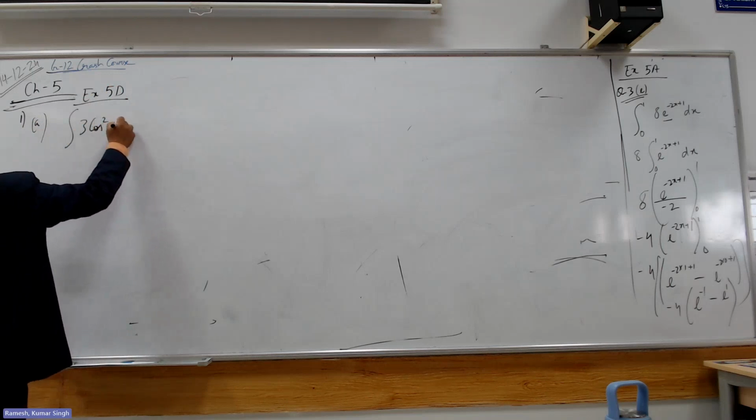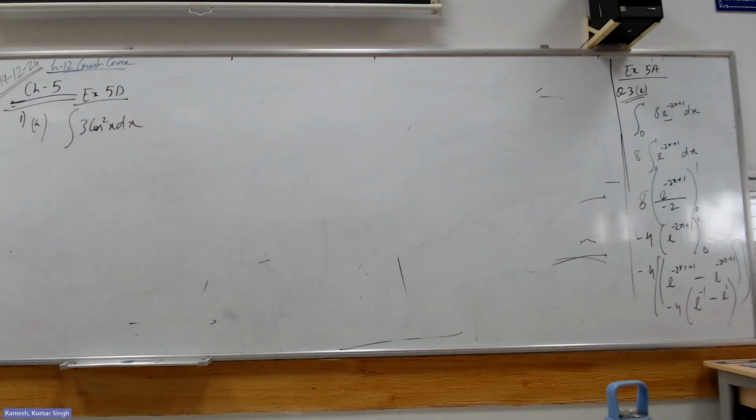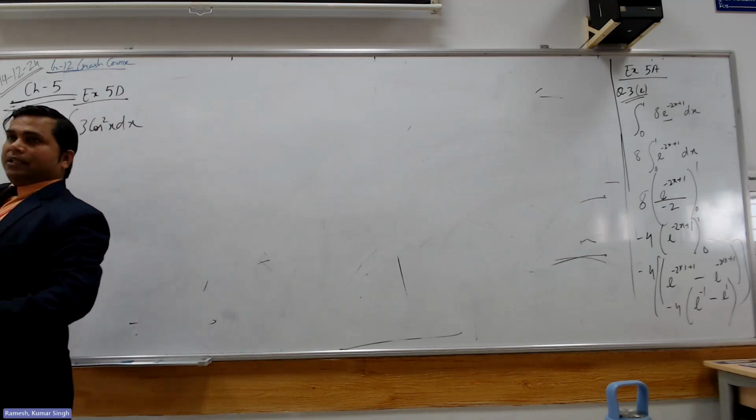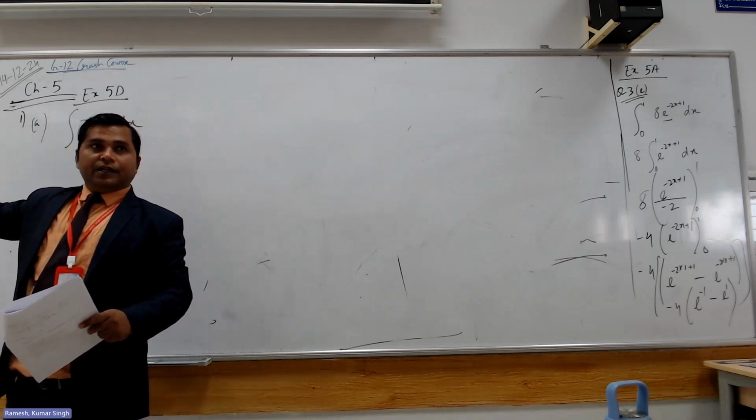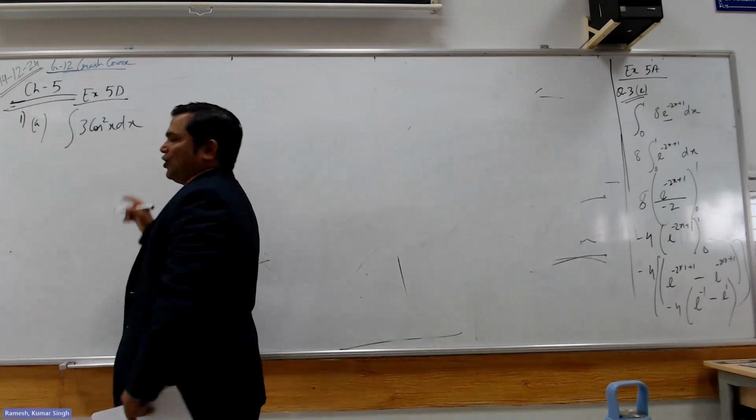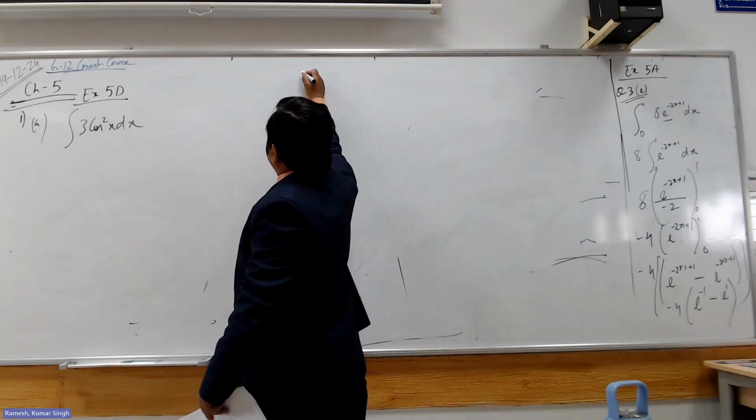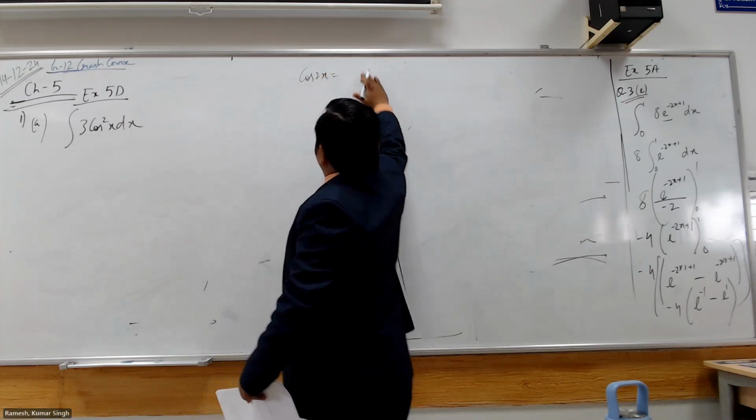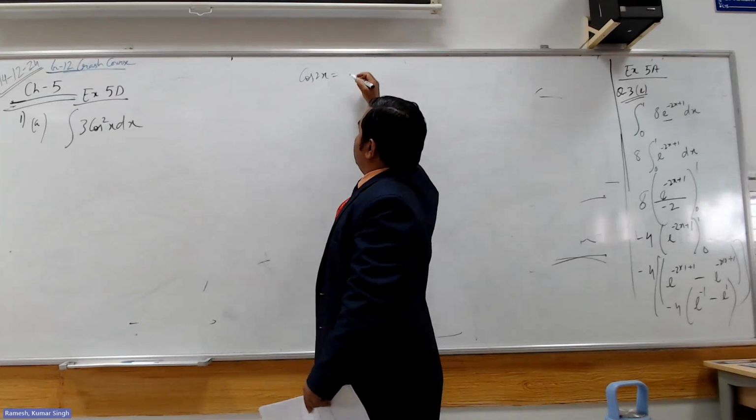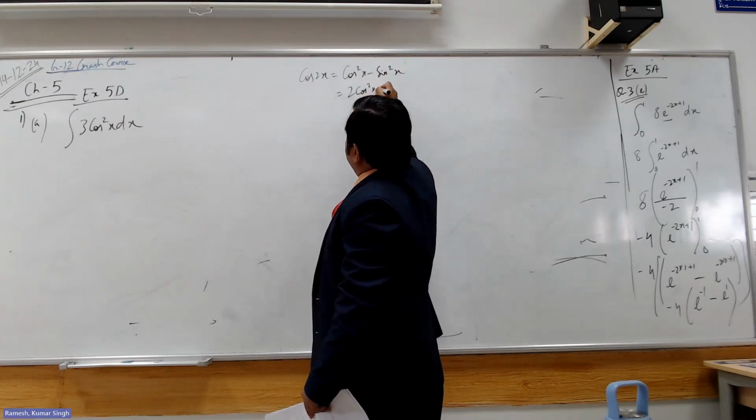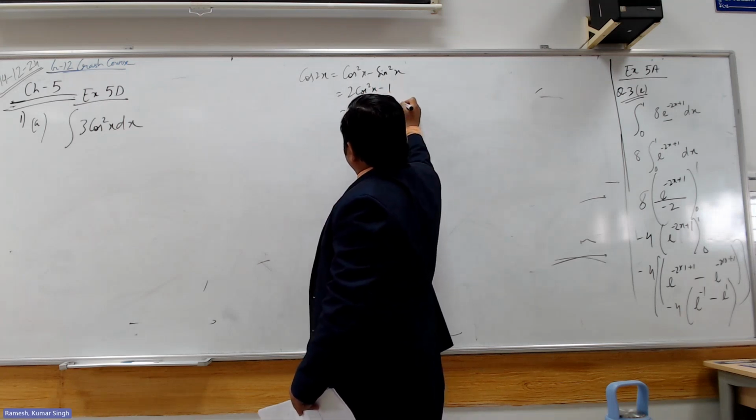Integration of 3 cos square x dx. Is there any formula for cos square? No formula. No formula for cos square. But we have learned trigonometry and we can convert to something whose standard integration is given. So when I was teaching you trigonometry, I told you to make a note of this formula. Now look at the board. Cos 2x has 3 formulas, which are also given in the booklet. Cos square x minus sin square x, 2 cos square x minus 1, 1 minus 2 sin square x.